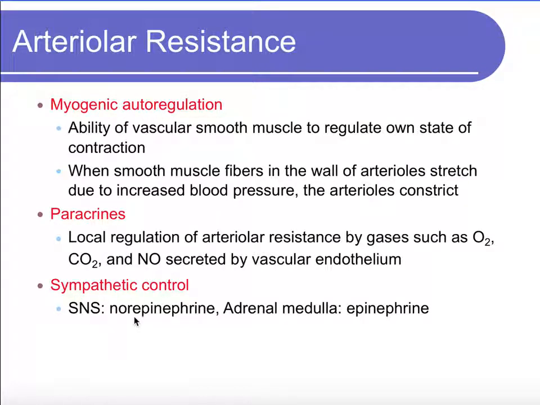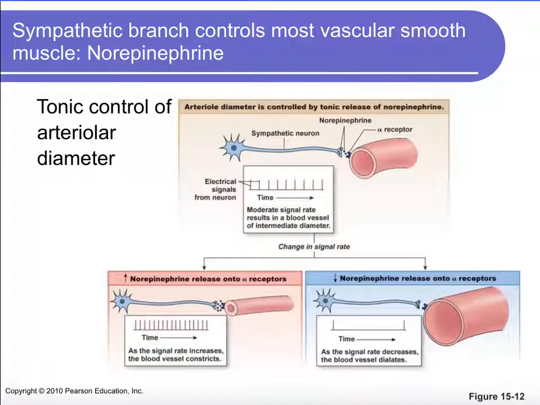So the sympathetic nervous system will cause vasoconstriction of our blood vessels. So here is that sympathetic causing vasoconstriction. Here we have our sympathetic neuron. It releases the neurotransmitter norepinephrine, and it binds to adrenergic receptors on the blood vessel, in this case, alpha adrenergic.